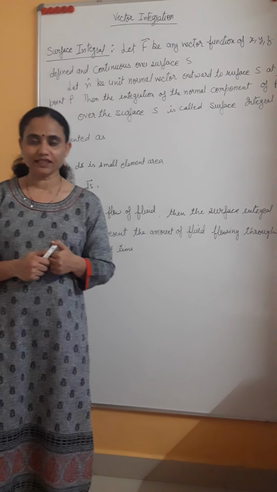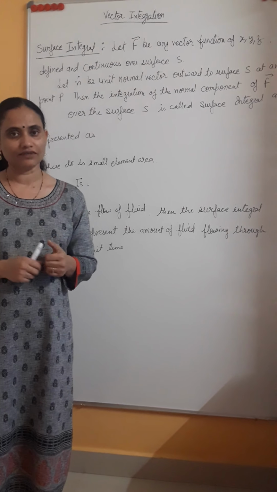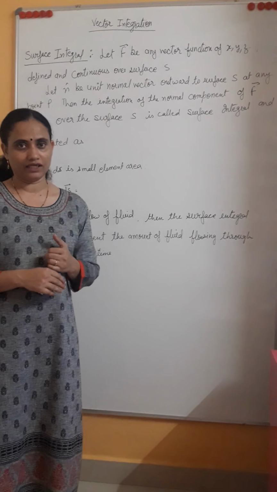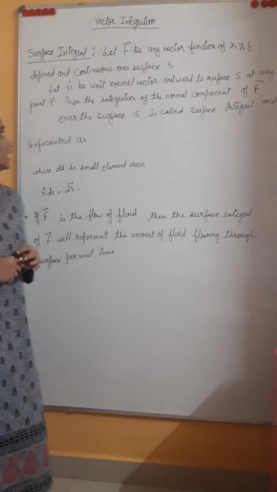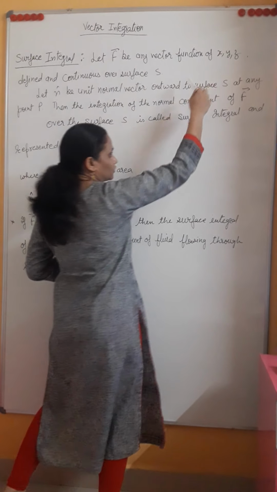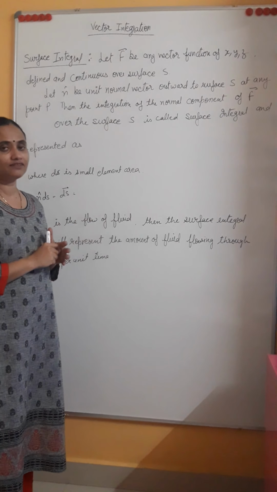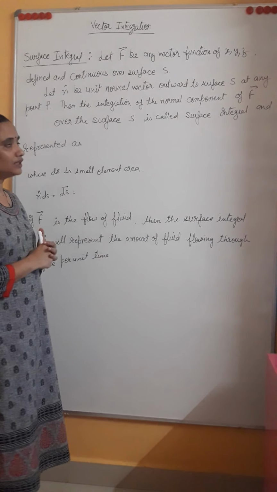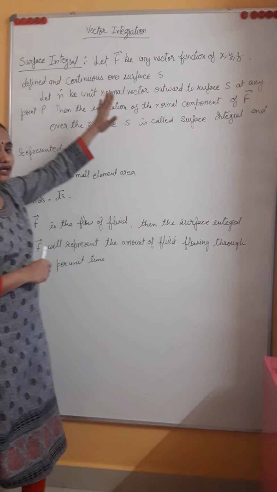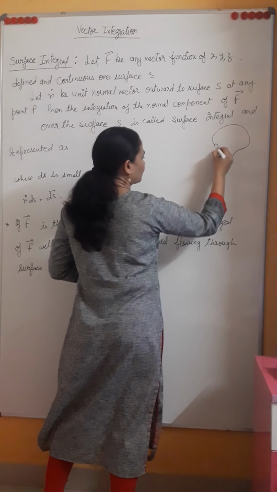So what is surface integral? Integration over any surface is called surface integral. In simple words we can define it, so let's define it mathematically. What is the meaning of surface integration? Let's say f be any vector function of xyz. Since we are talking in space, at any point the function is defined in terms of xyz. So f be any vector function of xyz defined and continuous over any surface S. Let's say this is the surface over which we have defined this vector function f.